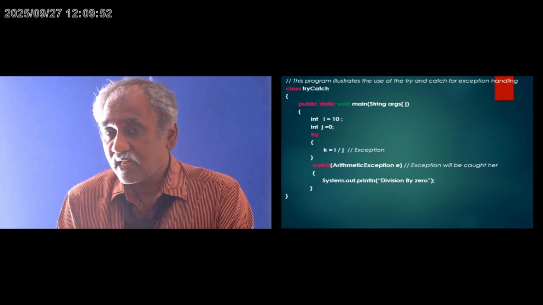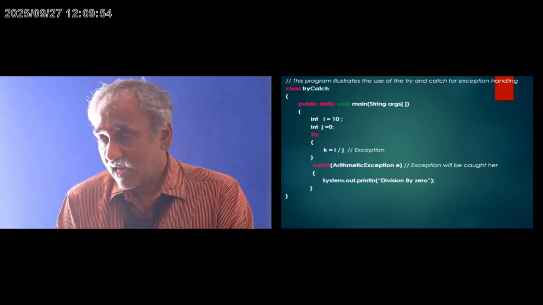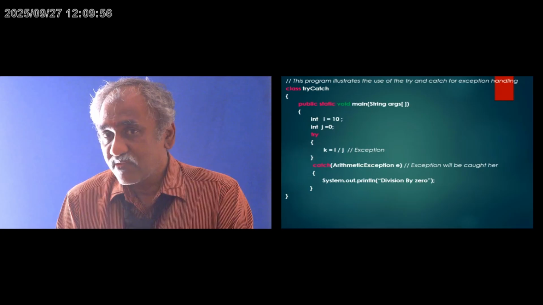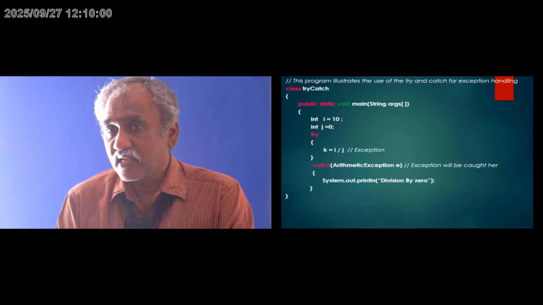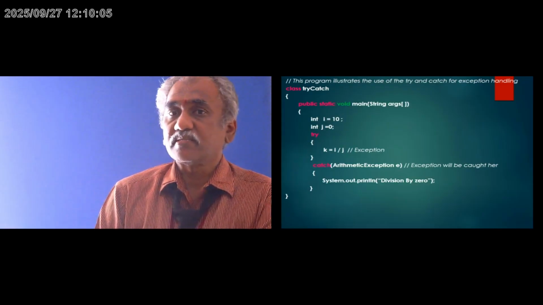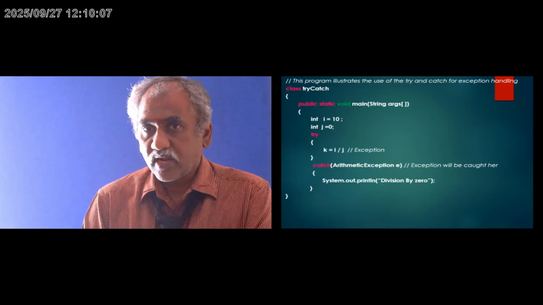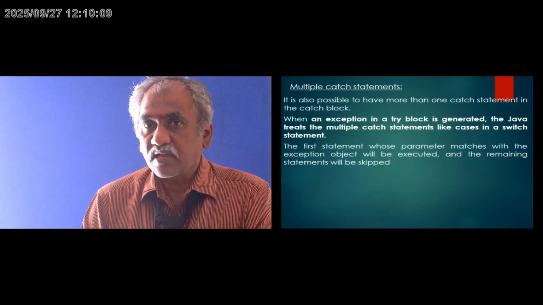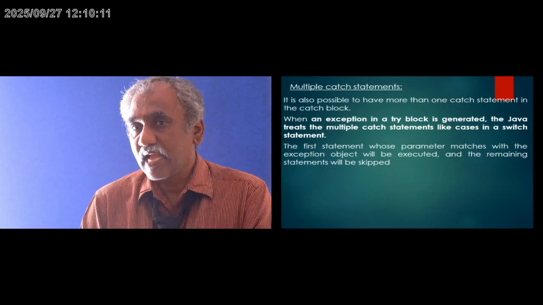Logically and syntactically, the program is correct. The i is the value that is divided by j, and the answer will be stored in k. But at runtime it will produce the error called divide by 0. That is, a division by 0 error will result. And the second one: we have to use multiple catch statements.